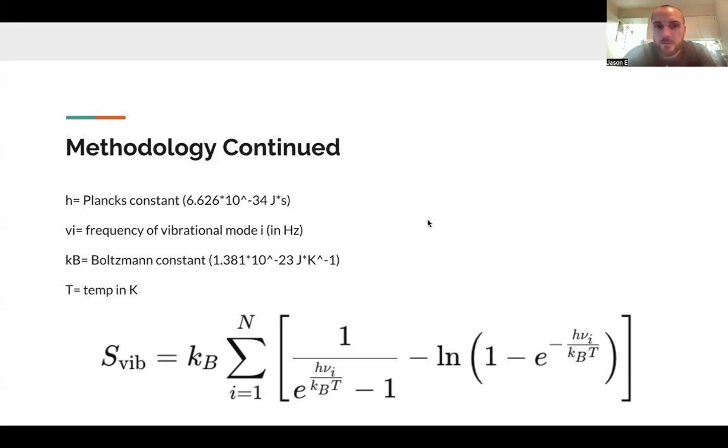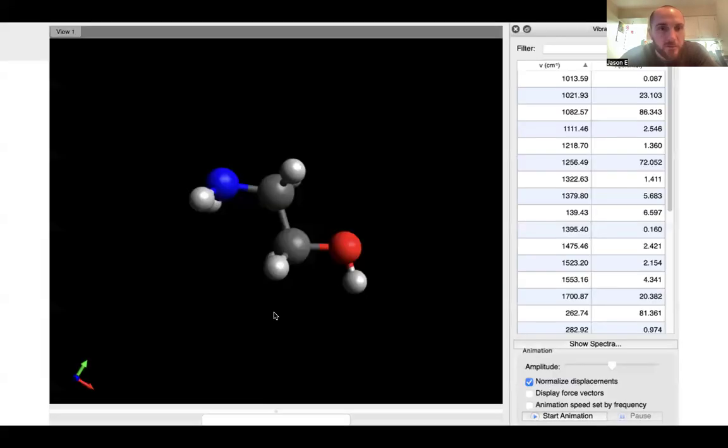This is the equation I used. Kb is the Boltzmann constant, h is Planck's constant, and T is in Kelvin. Basically, what I'm solving for with Gaussian and Avogadro is this vi here, which is the frequency of vibrational mode. What I get is initially in centimeters to the -1. I convert that into hertz. But that's basically the purpose of this experiment and the idea, and this is the equation I used.